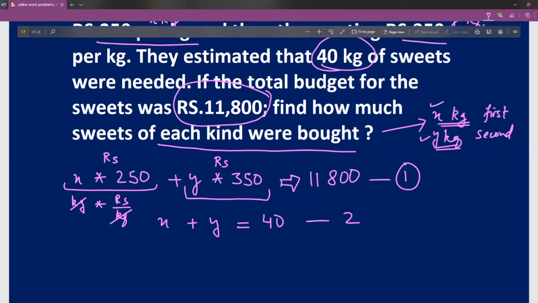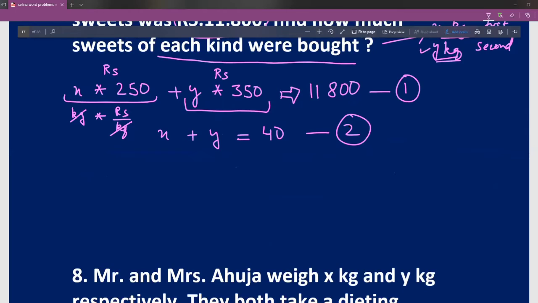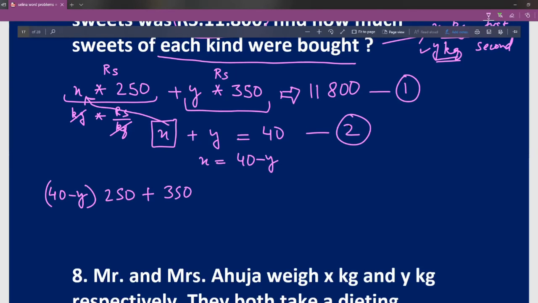This is my equation 2. I need to solve these two equations. The simplest way of solving this is to take X from here and put this value here. I hope you have got it. Let us start. So I have X is equal to 40 minus Y. I put it here. So it will be (40 minus Y) into 250 plus 350 Y would be equal to 11,800. Try to solve this equation.